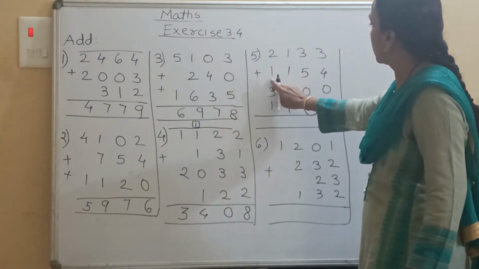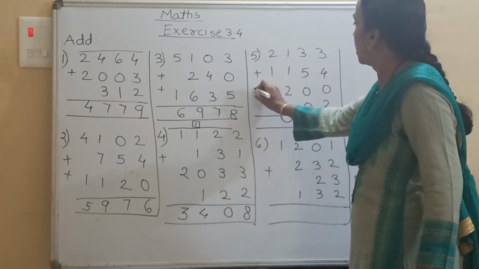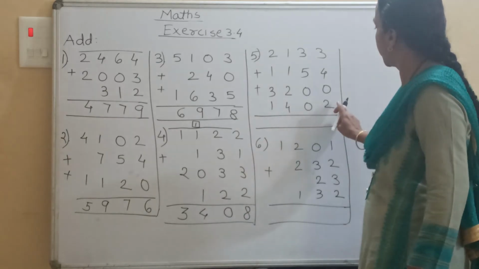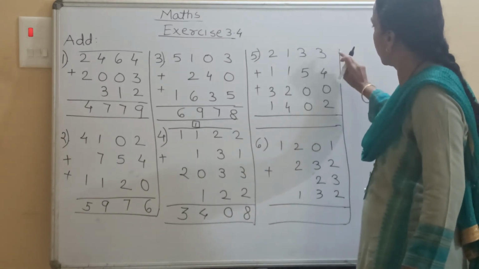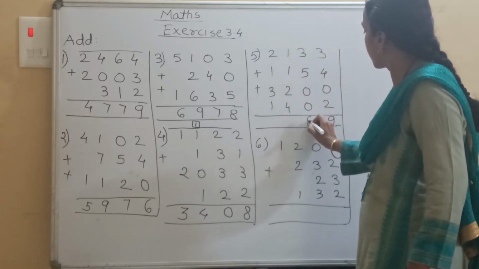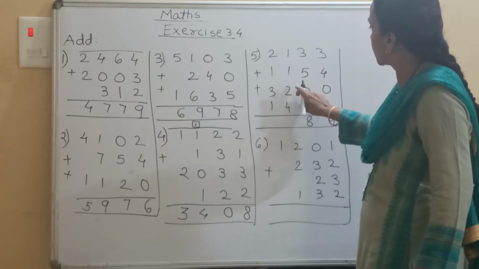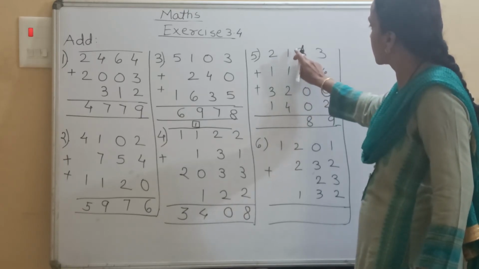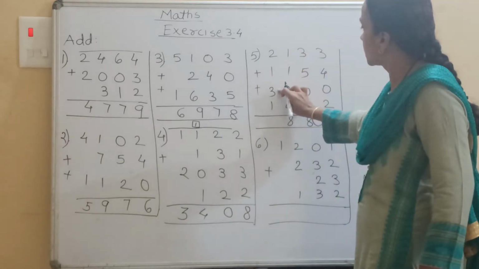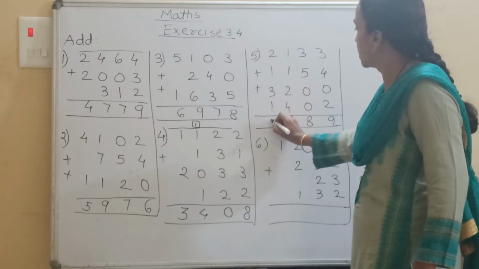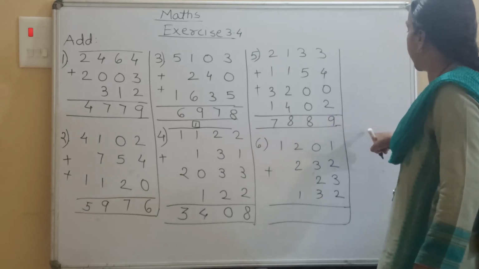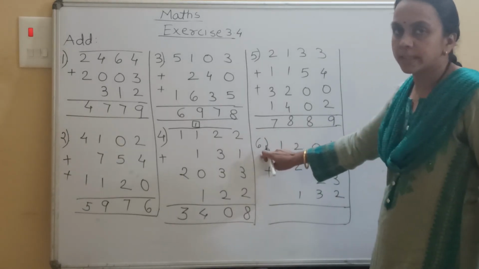2133 plus 1154 plus 3200 plus 1402. 4 plus 3, 7. 7 plus 2, 9. 5 plus 3, 8. 4 plus 2, 6. 6 plus 1, 7. 7 plus 1, 8. 2 plus 1, 3. 3 plus 3, 6. 6 plus 1, 7. So what is the answer? 7889. Now see sixth example.